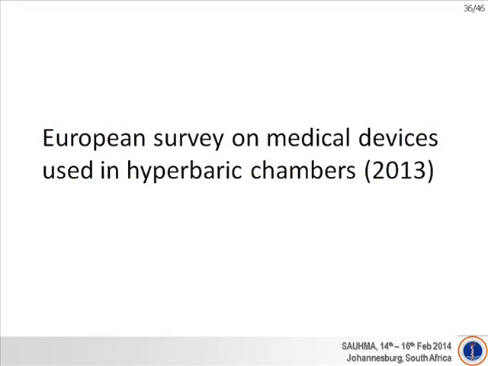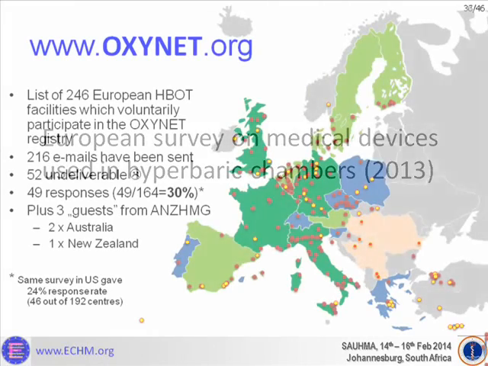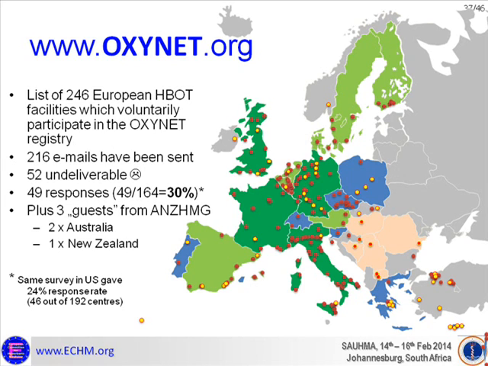So last year we did a survey to check what kind of medical devices hyperbaric centers are in fact using, because we are interested in how many of them are relying on the CE marking. Using the list of the OXYNET hyperbaric centers, we have roughly 250 hyperbaric centers included in OXYNET. We sent 216 emails. Unfortunately, a lot of them were undeliverable. Fortunately, we received something like 50 responses, which gives us a response rate of 30%.